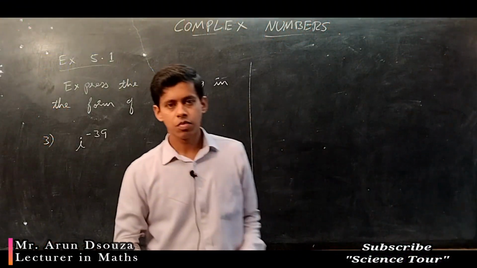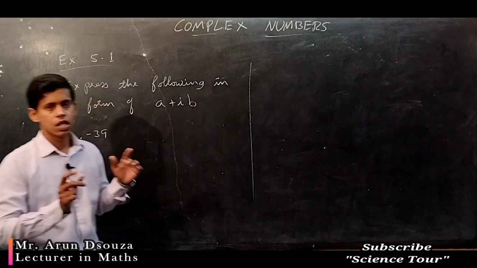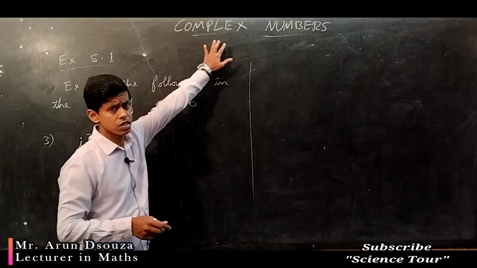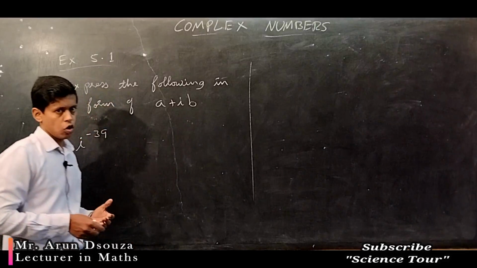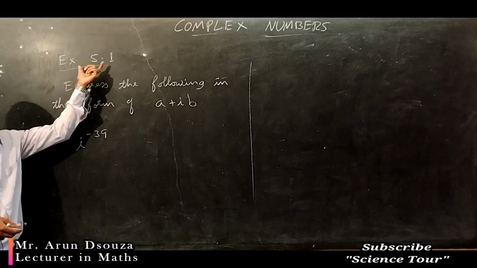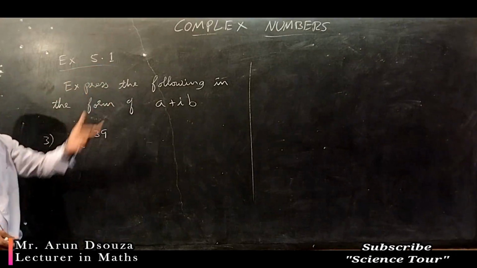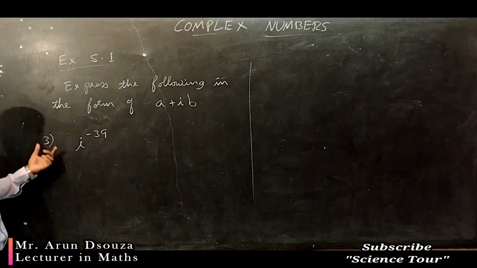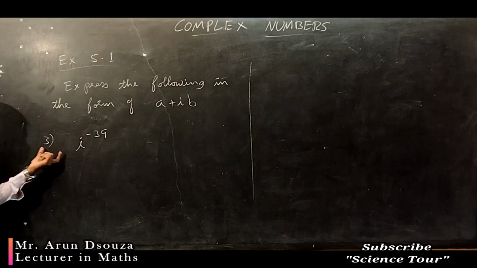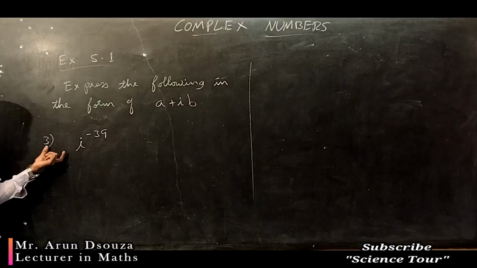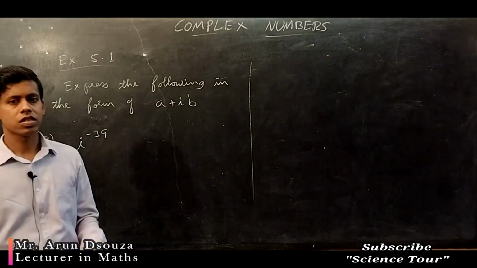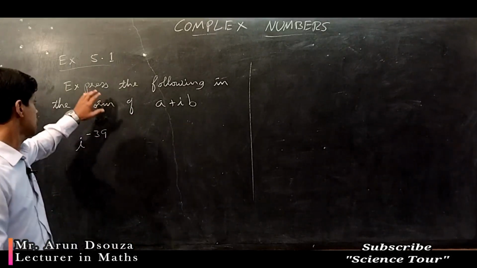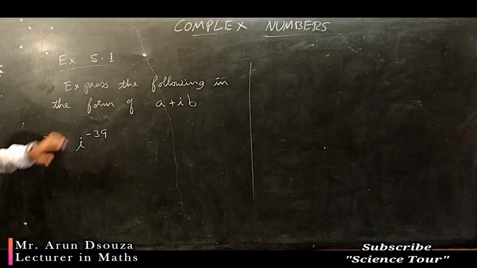Hello dear students and welcome to first year science online classes. The lesson for today's discussion is complex numbers, and we were solving exercise 5.1 in the previous class. So let's continue to solve, and the question that we are solving today is the third question. It is a similar question to the one we were solving in the previous class, that is, express the following in the form of a plus ib.